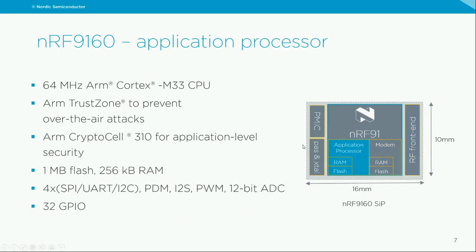Then we have the application processor, which is part of the same SoC. This is built around an ARM Cortex-M33 CPU, which is the latest, most efficient and most low power embedded CPU from ARM. This also includes what is referred to as ARM TrustZone, which is a powerful security extension that allows you to build multi-layered security implementations where the application firmware is split into non-secure and secure regions.